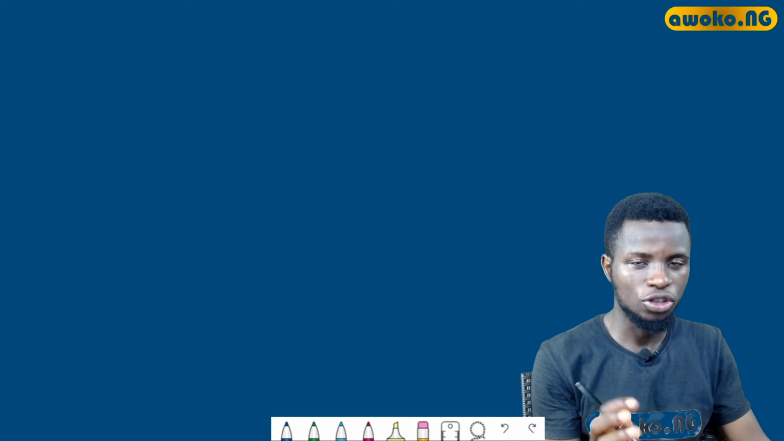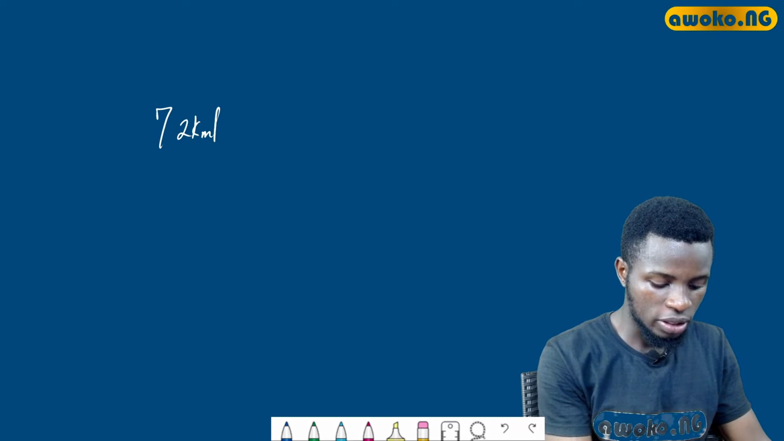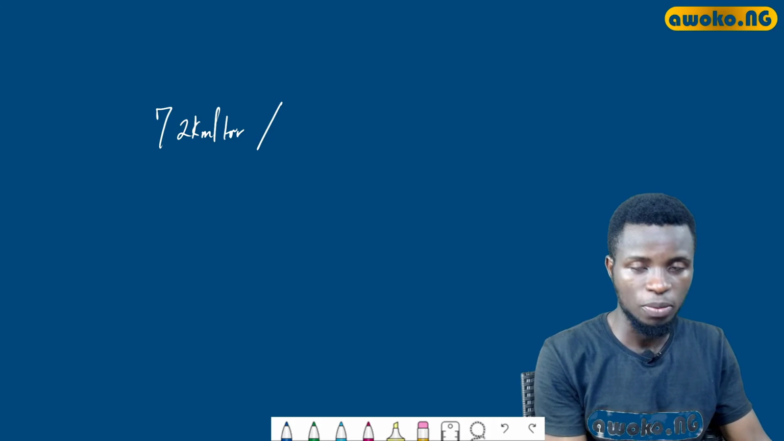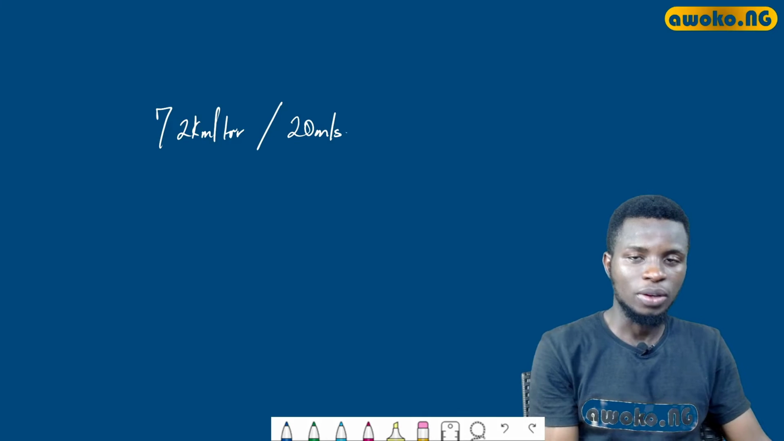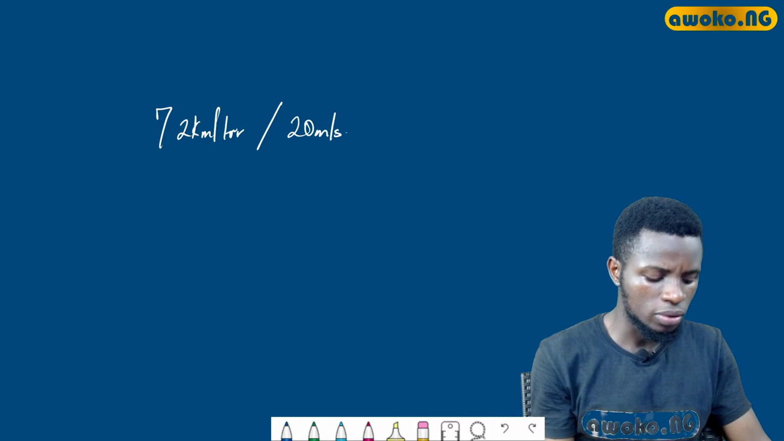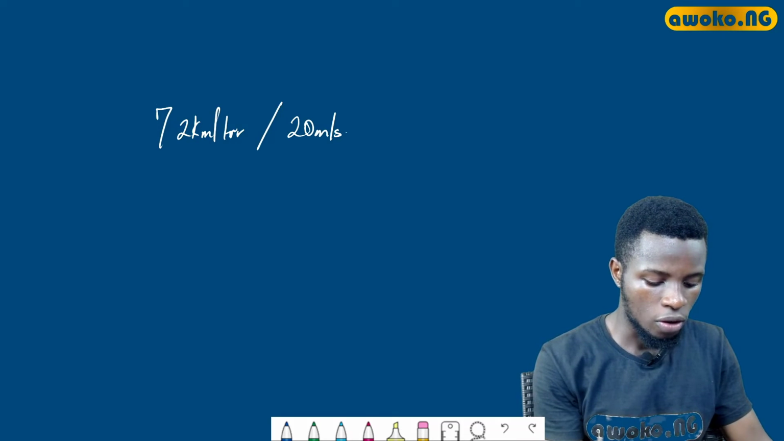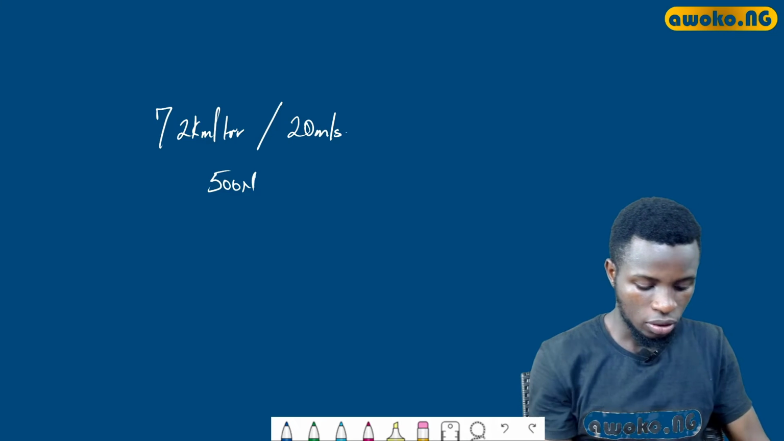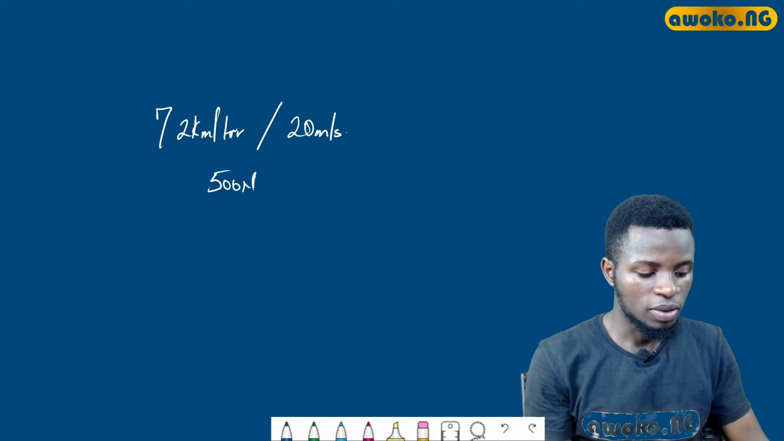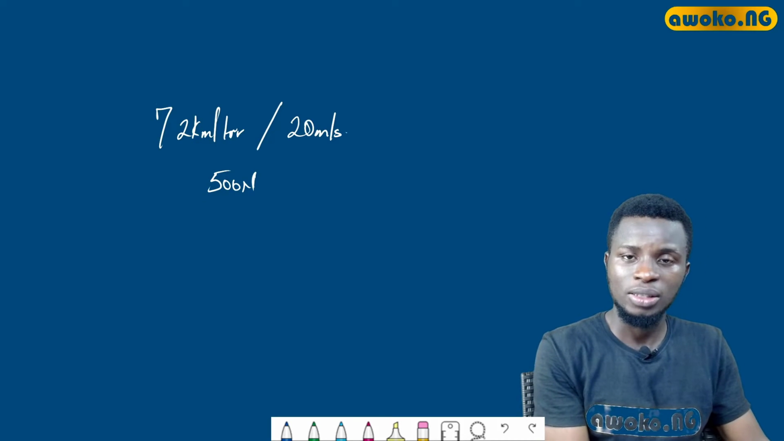So let's say a car travels with a uniform velocity of 72 kilometers per hour. If you convert 72 kilometers per hour to meters per second, we have 20 meters per second. Now this car travels along a horizontal road and overcomes a constant frictional force of 500 Newton while moving. Now, we can deduce the power of the engine from these parameters.